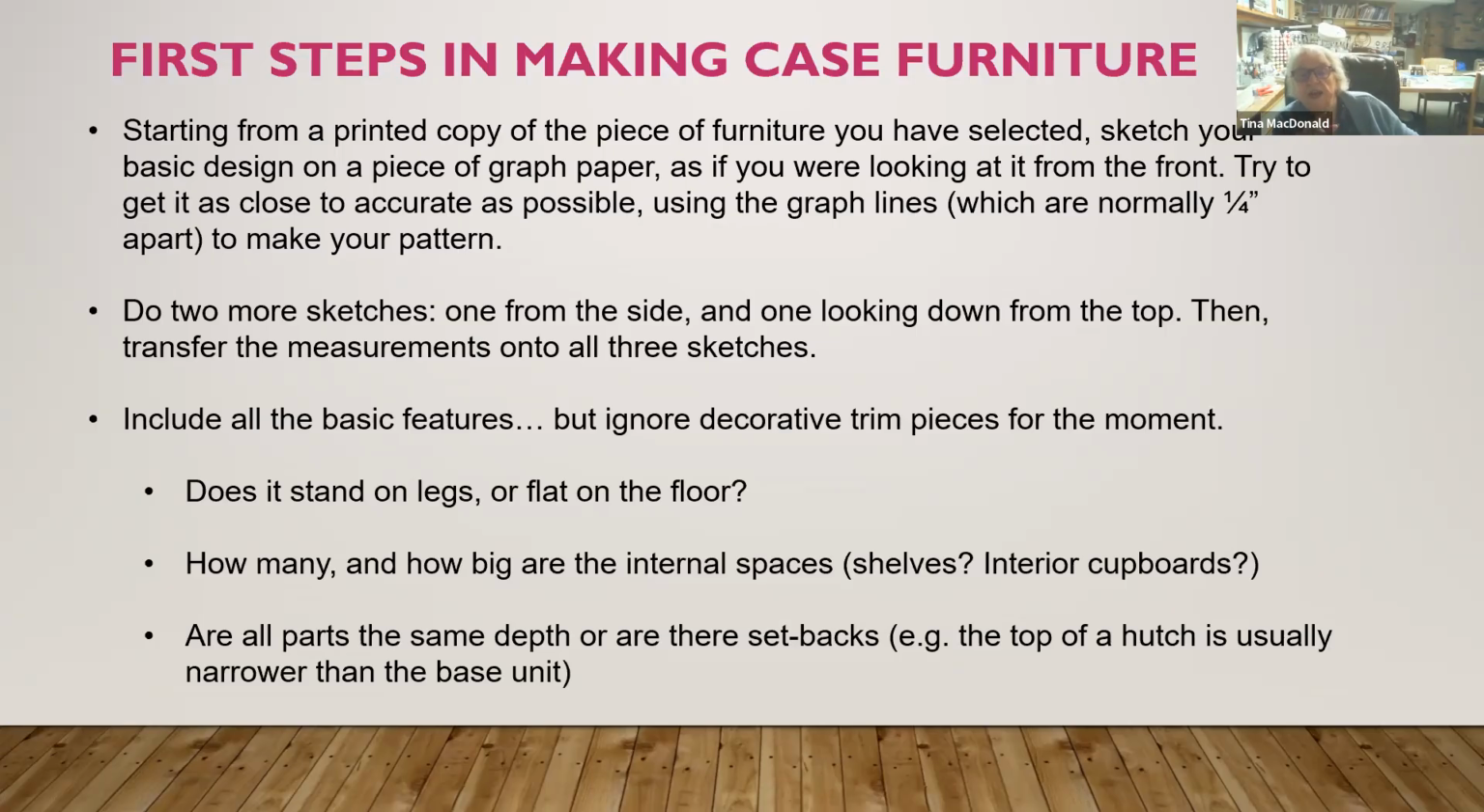Then do 2 more sketches, one from the side. So again, we know it's 6 feet high, and a bookcase would be, say, 18 inches deep. And then one looking down from the top. And so we know it's 4 inches wide, and now we know it's 18 inches. So you've got 3 different sketches, and include all of the basic features, like, does it stand on legs? Is it flat on the floor? How many internal spaces are there? Are all parts the same depth, or are there setbacks?